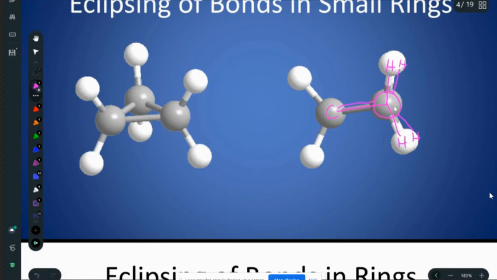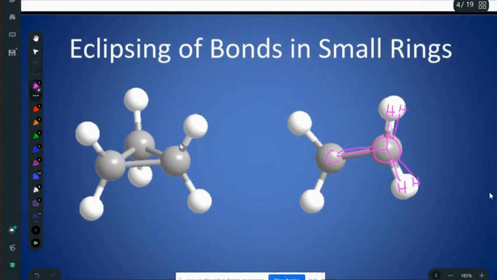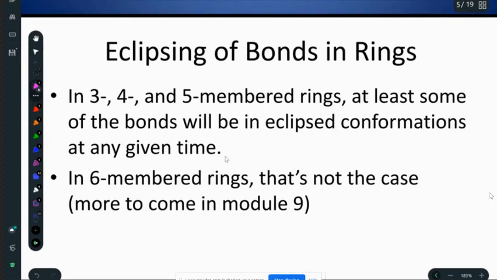So in a 3-membered ring, all the bonds are perfectly eclipsed. If you look at 4-membered rings, they can curve a little bit. They can pucker up a little bit to relieve some of that eclipsing. So they don't end up perfectly eclipsed in a 4-membered ring, but there's still going to be some eclipsing of bonds. In 5-membered rings, there's a little bit of that effect. So again, it's very bad in 3-membered rings, it's bad in 4-membered rings, and in 5-membered rings, it's minor.